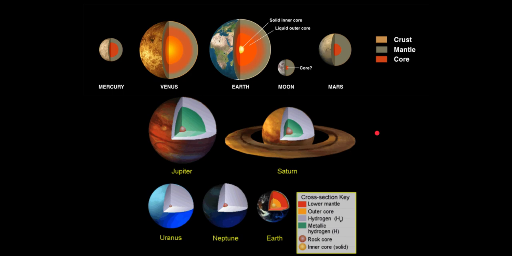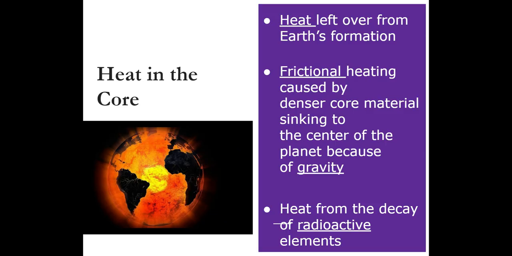Here are some other examples of different planets and how they have a crust, mantle, and core. You can pause that and take a look at the differences and how Earth varies from other planets. We use different types of waves to see what's on the inside of other planets.